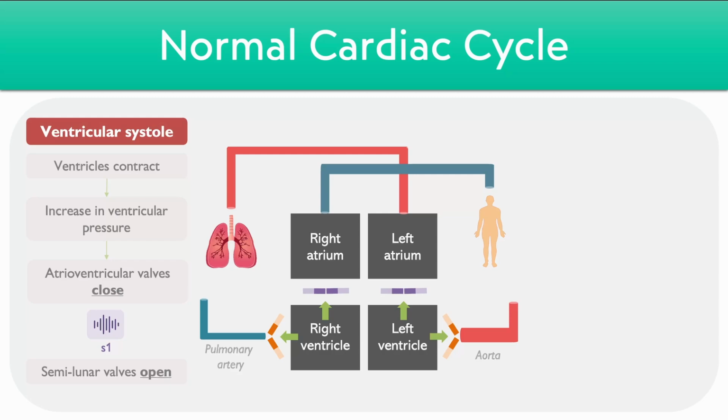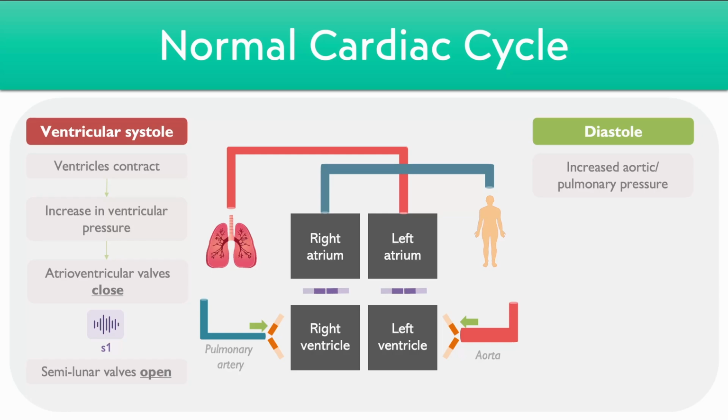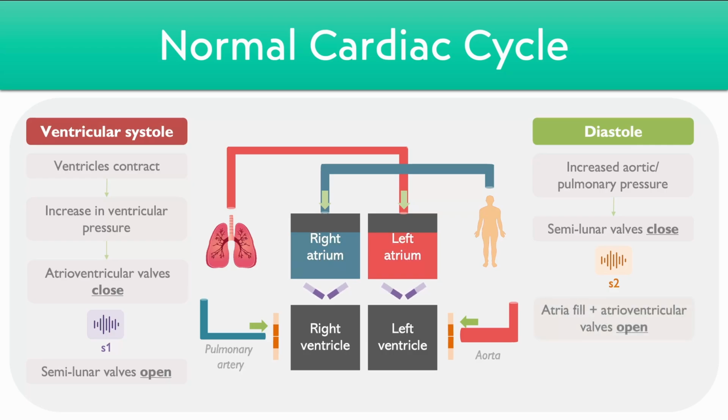On the other side, we have diastole, which involves heart muscle relaxation. At the start of this phase, you can see that the pressure in the aorta and pulmonary artery is much higher than the pressure in the ventricles, and as a consequence, the semi-lunar valves are forced closed. The closure of the semi-lunar valves in this step is what marks the second heart sound, or the S2 sound, to be formed. After this step, new blood enters the atria, and the atrioventricular valves open.